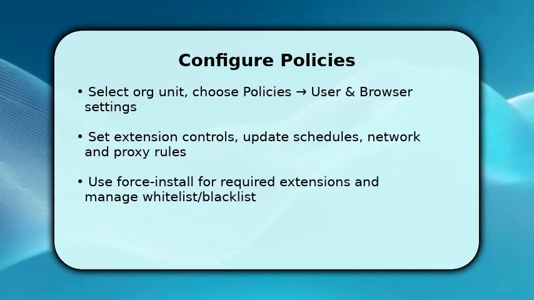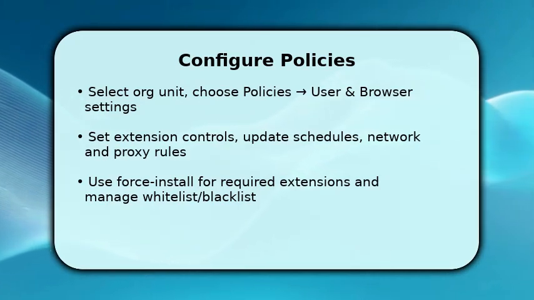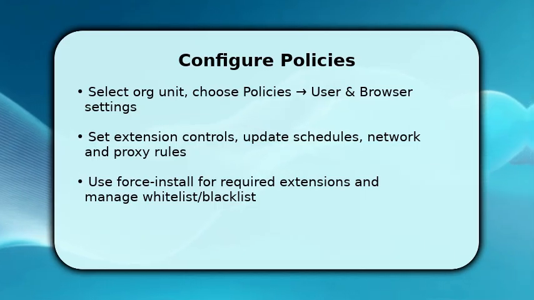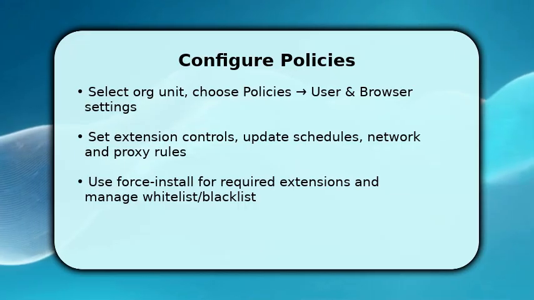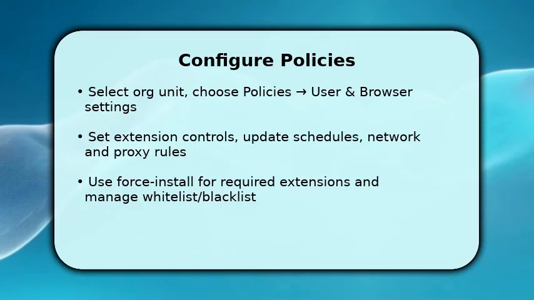Once the org unit is selected, open user and browser settings to configure policies. You set extension controls, update schedules, safe browsing, and network rules. Do this carefully because policy inheritance applies top-down. For extensions, use force install for mandatory tools and whitelist trusted IDs. This ensures compliance without user action. Also set auto-update cadence and proxy settings. These change device behavior across your fleet.